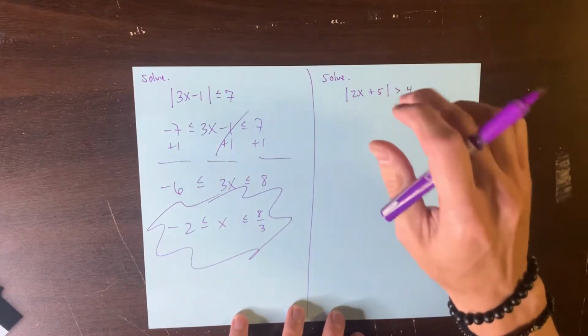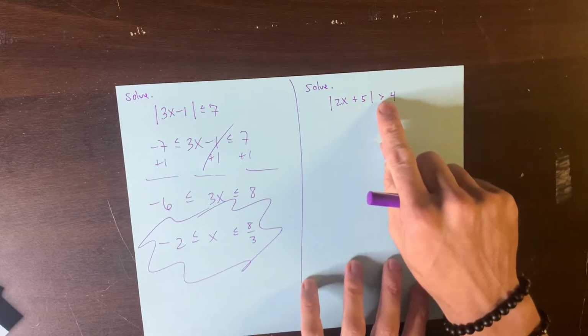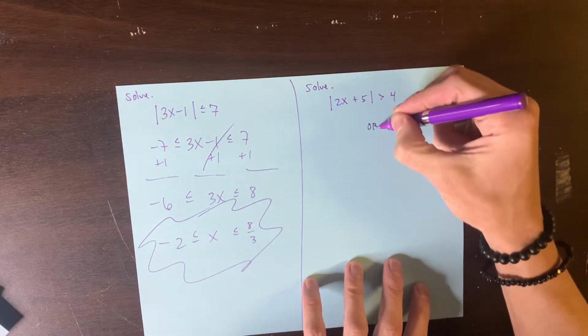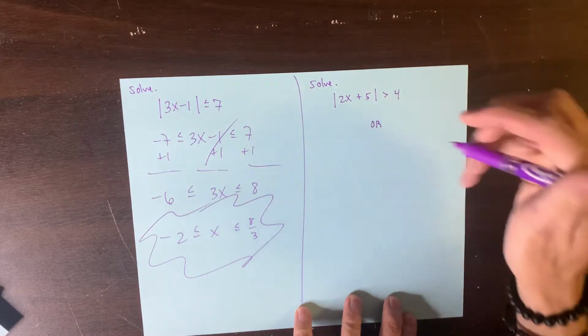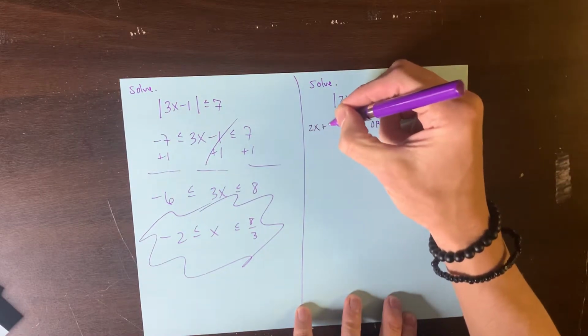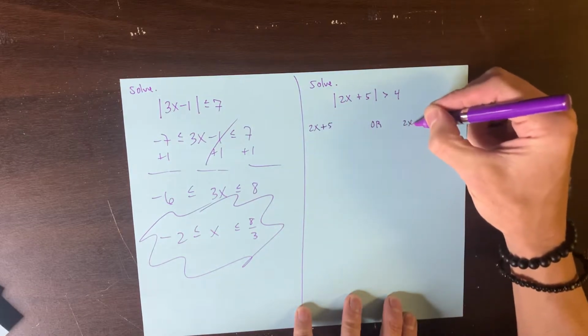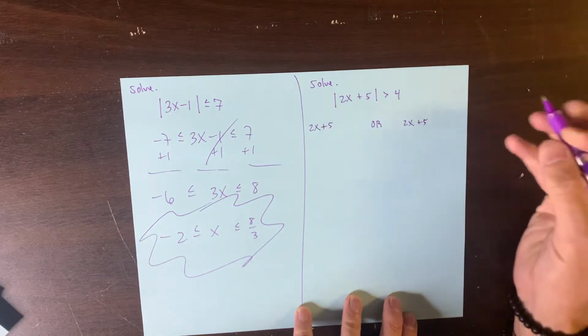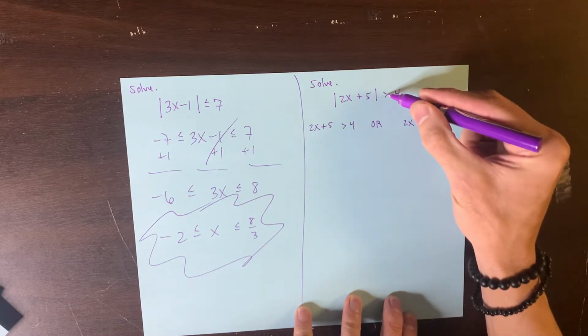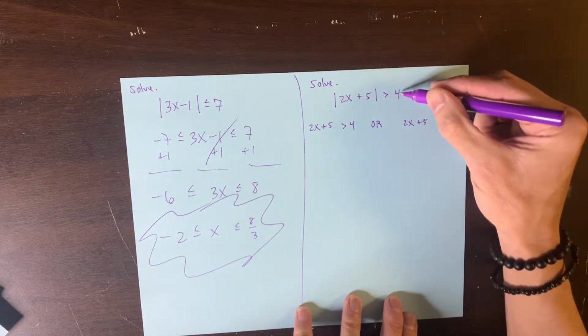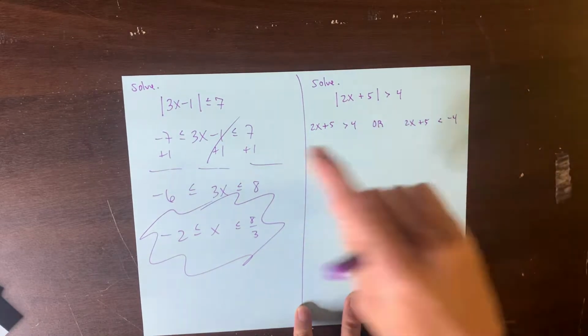Over here, when it's pointing like that, you're going to have an or, okay? And what you do is this. Keep the inside the same for both setups: 2x plus 5, 2x plus 5. In the first setup, you keep it the same, like that. But in the other setup, you switch the direction and you switch the sign of that number. So that's the difference between this and this.